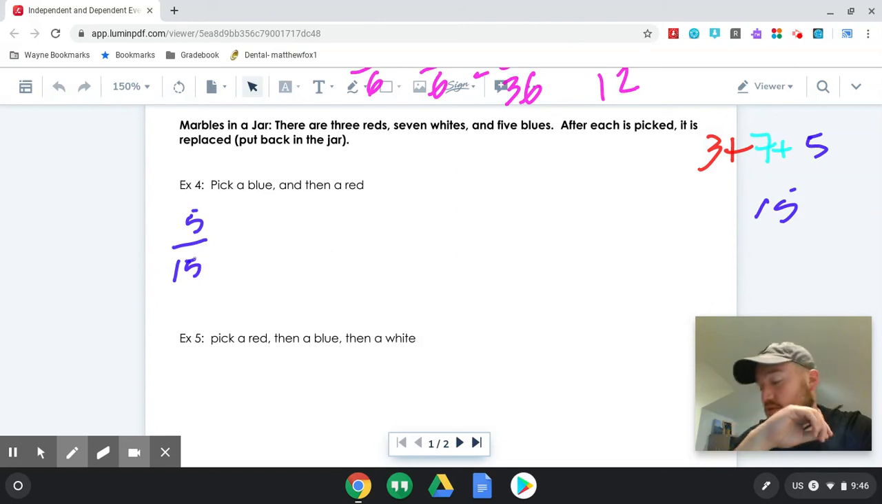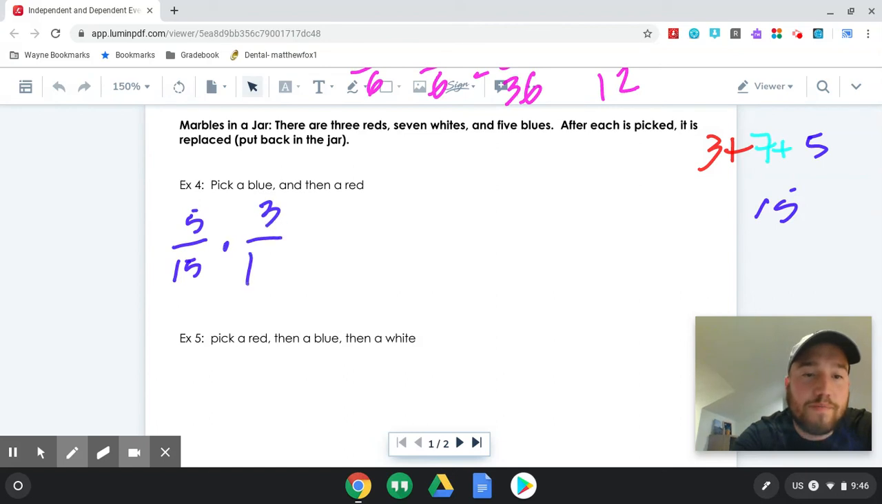We're assuming we don't intentionally set it on the side. Okay, we put it back in, and there's the same random chance that we'll get each of the marbles. So it'll be 5 over 15. Okay, and then we're going to multiply that by, what are my chances of getting red? There were only 3 reds, so it would be 3 over 15.